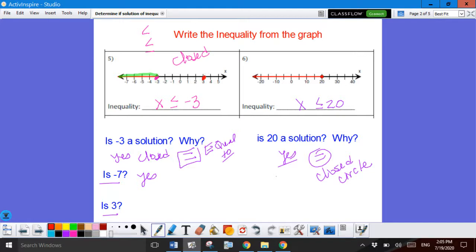What about 3? 3 is here. 3 is a no. That is not in the shaded region. Okay? It is not in the shaded region. So it is not a solution. Okay? It is not a solution.